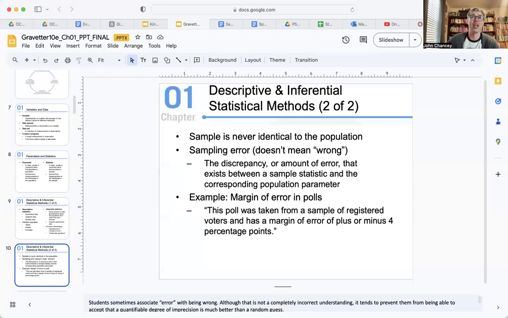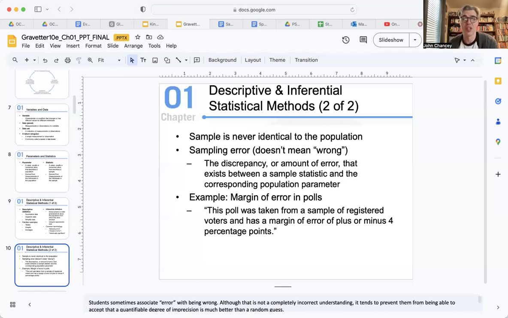The more representative our sample is, the more our sample looks like the population, the less likely there is to be error. But the fact that we're not truly collecting data from every single person, we do build in some theoretical error there.